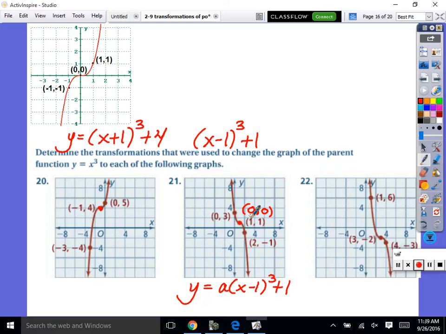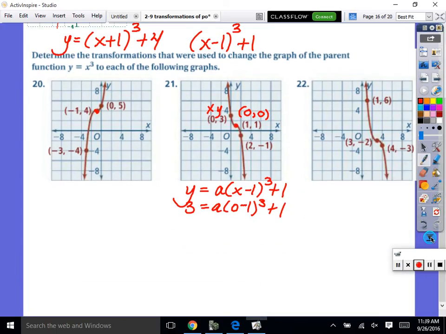So let's plug in 0, 3. This is an xy point, correct? So we would have 3 is equal to a times (0 minus 1) cubed plus 1. Now it's just algebra solving for a. I like algebra, or you could compare. You see what I'm doing here? Okay, so let's solve for a algebraically.